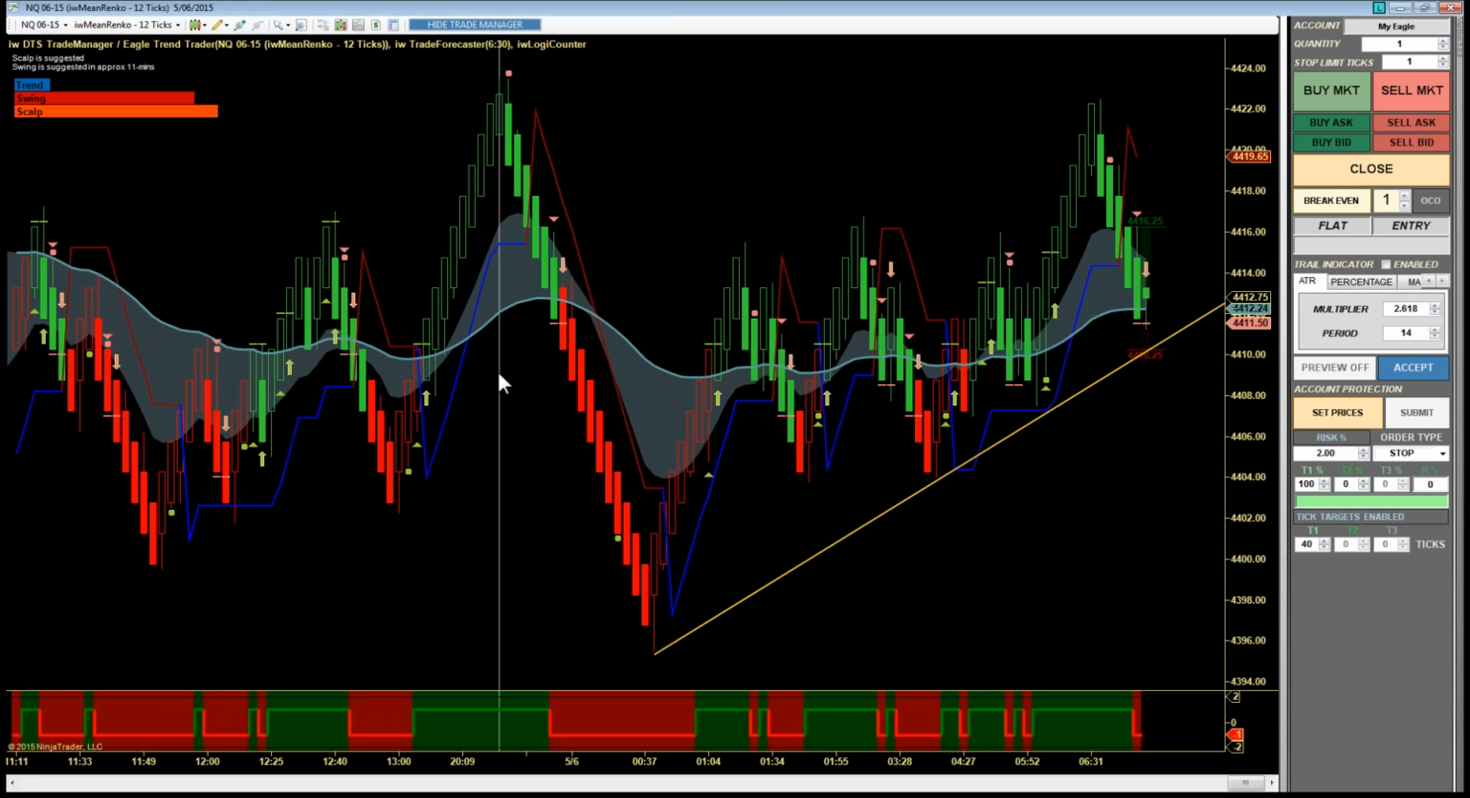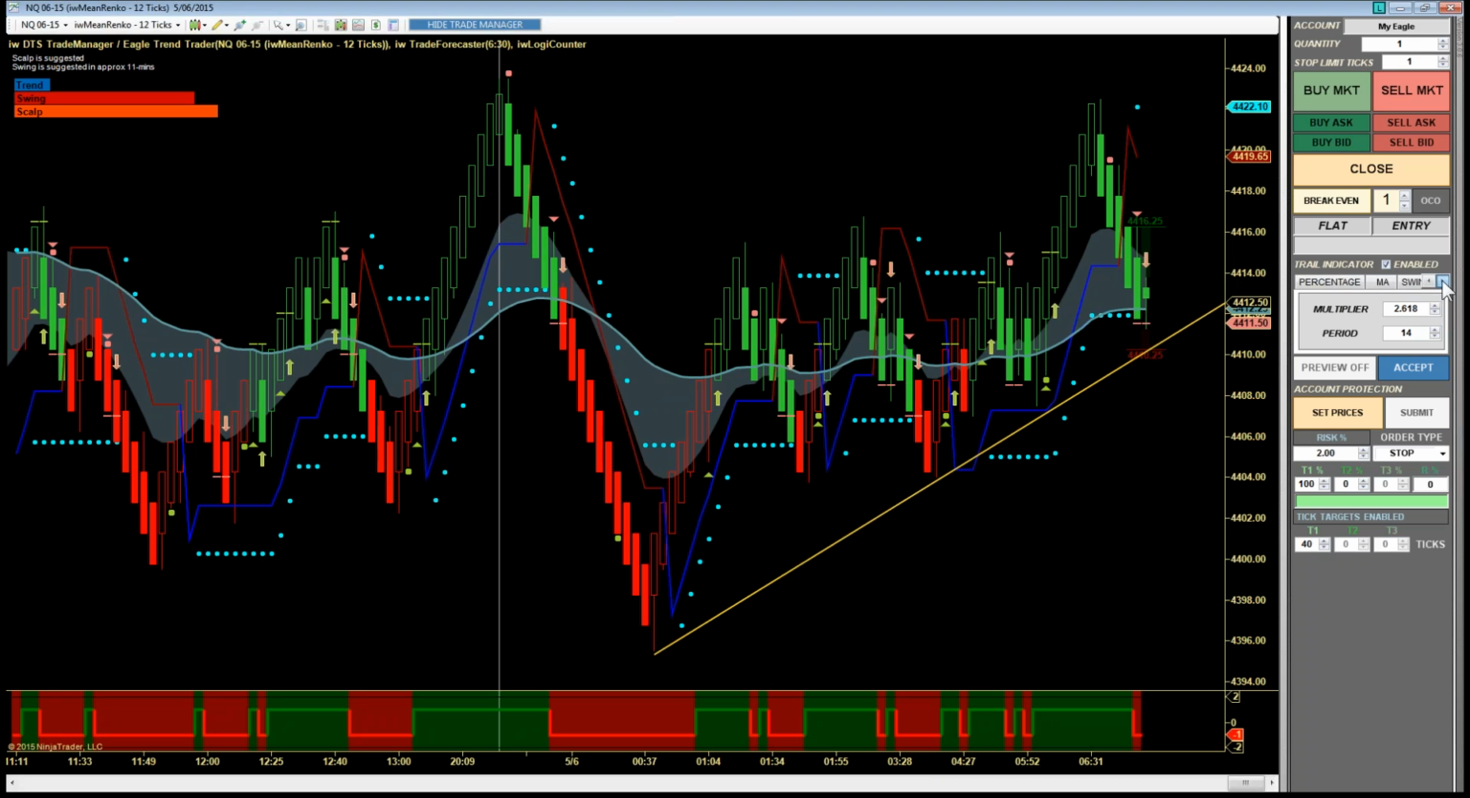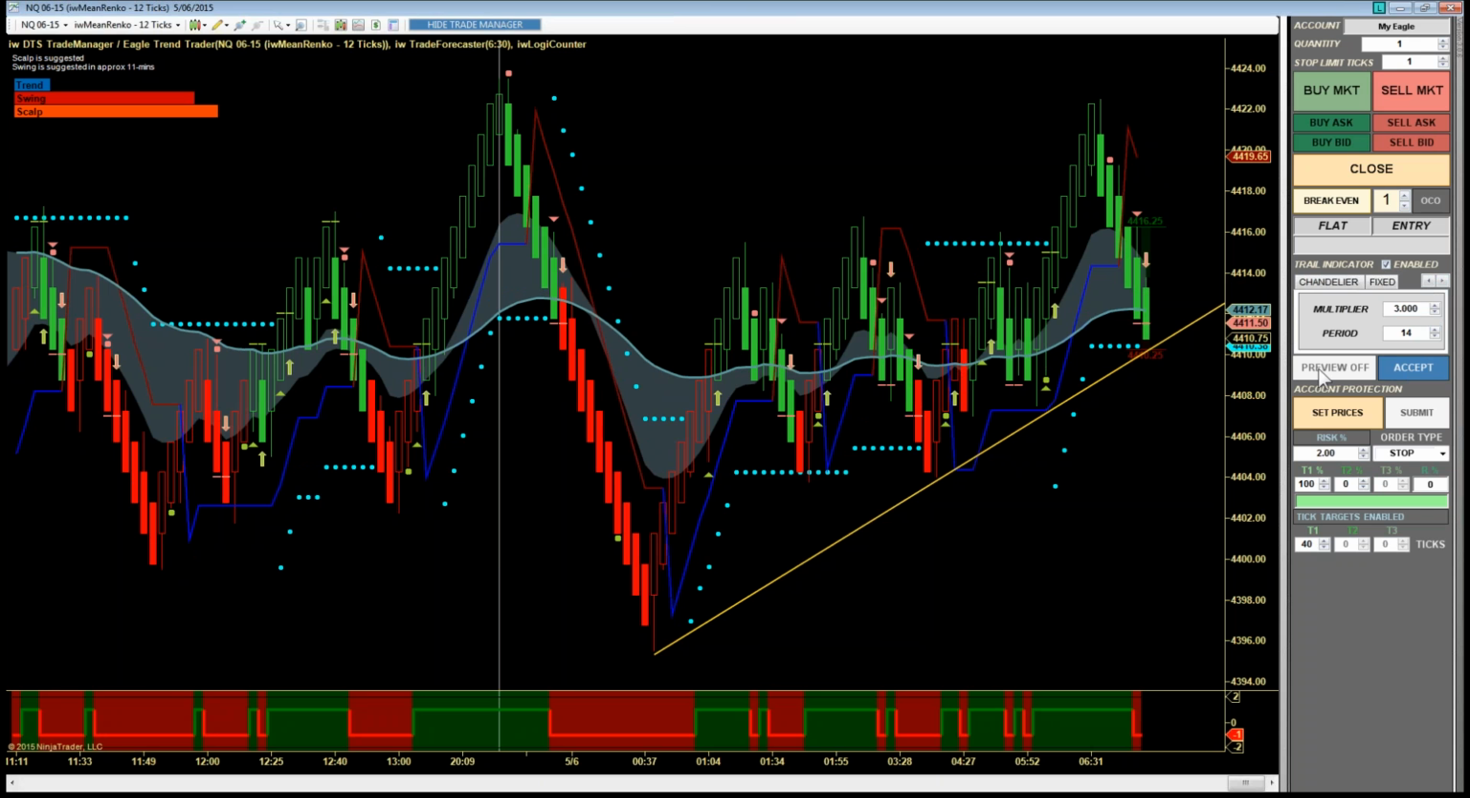Oh, these blue dots that you see on here, by the way, those are part of our stop trailing strategies. We have 16 different stop strategies to choose from, and each one is fully customizable. So we can find a stop strategy to our liking.